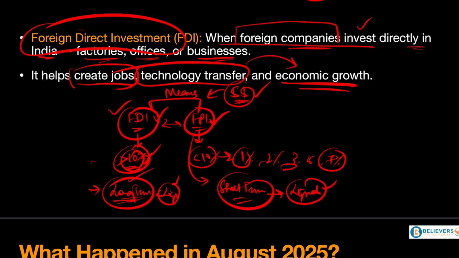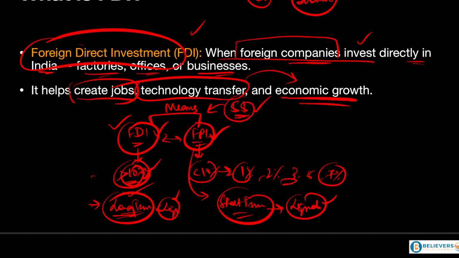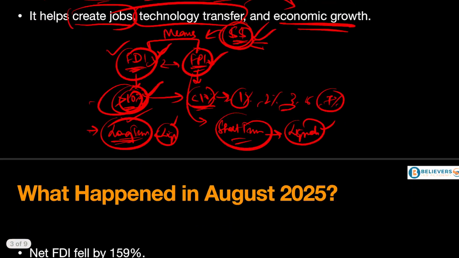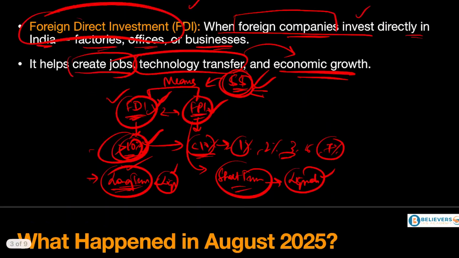So this is the basic understanding of what FDI is. Basically, it is a means of investment, especially in foreign currency, that happens in India, and there are two channels, FDI and FPI. If investments happen beyond 10%, we classify them as FDI, and anything less than 10%, we classify them as FPI. So now, what happened in August, right?